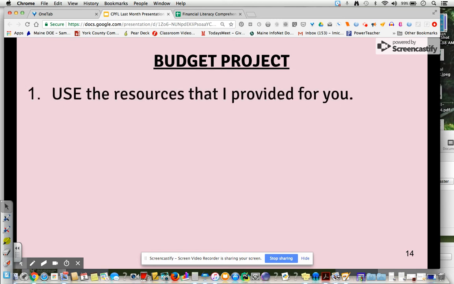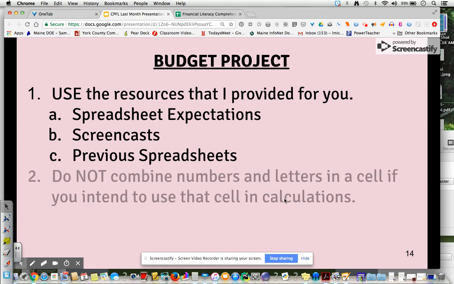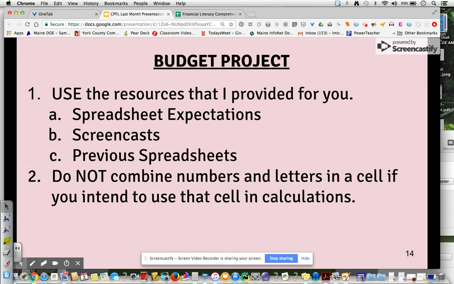In terms of the budget project, again, use the resources I've given you in terms of your spreadsheet expectations and formatting. Use the screencasts that I've created for you, and use previous spreadsheets. It's important to note that when you're doing calculations, don't combine numbers and letters in the same cell. If you intend to use that cell for calculations, it can't be done. You cannot add, subtract, multiply, or divide words.